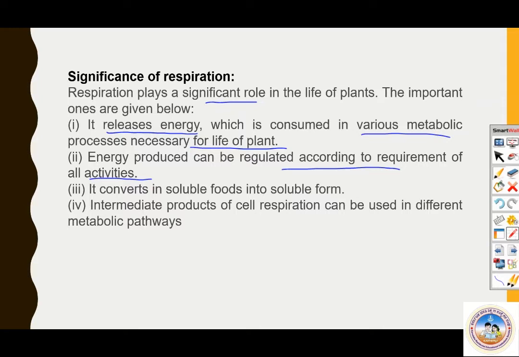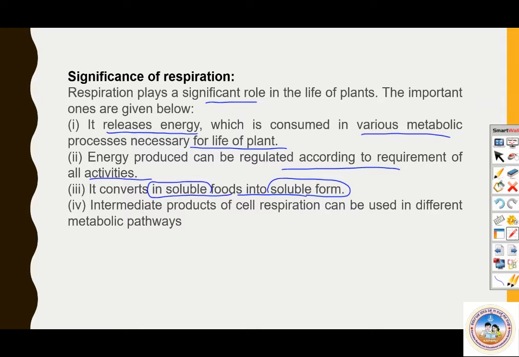Whatever energy is produced, the plant requires this energy for whatever it needs to do. Okay, and the next one: it converts insoluble foods into soluble form. So what is respiration doing to insoluble food, children? It is converting it into the soluble form. Okay? So during respiration, it is converting your insoluble foods into soluble foods.